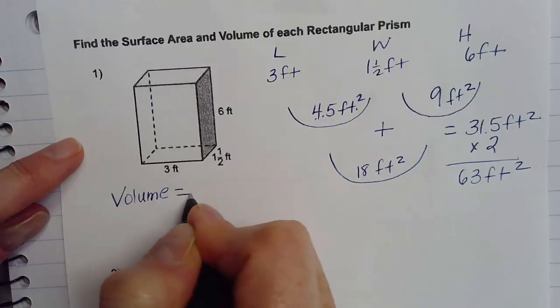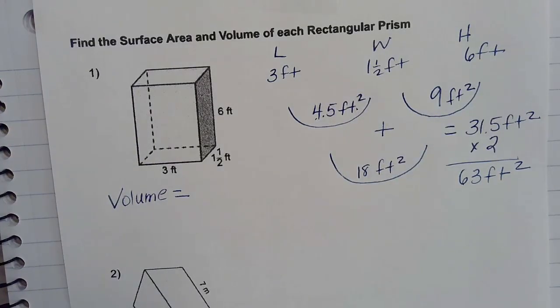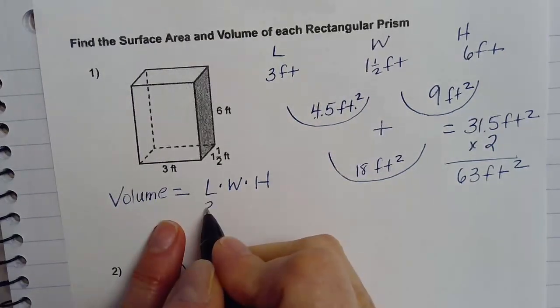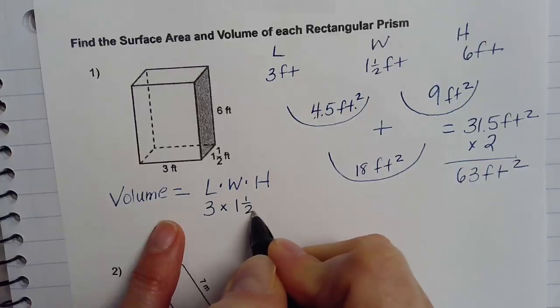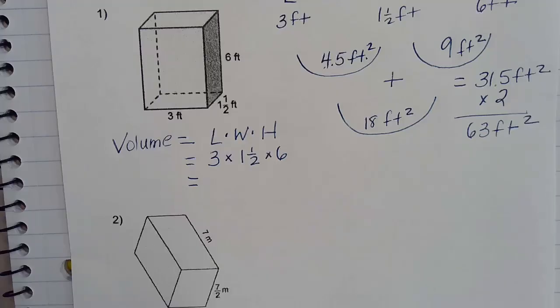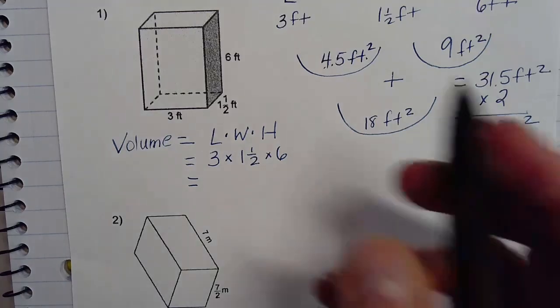All right, to find volume of anything, we do what? Times what? Length times width times height. So we're going to do 3 times 1.5 times 6. Desmos will do that for you. What do you get for an answer when you plug that in? 3 times 1.5 times 6. What do you get, Mario? 27.